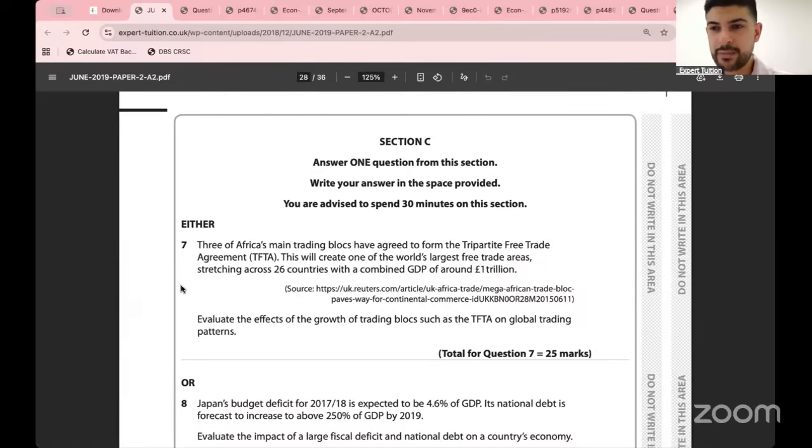And then you're like, oh, it's going to be about trading blocs. That's kind of nice. And then you read the question and go, okay, I'll do number eight. Evaluate the effects of the growth of trading blocs, such as the TFTA, on global trading patterns. Okay, let's discuss what that even means.